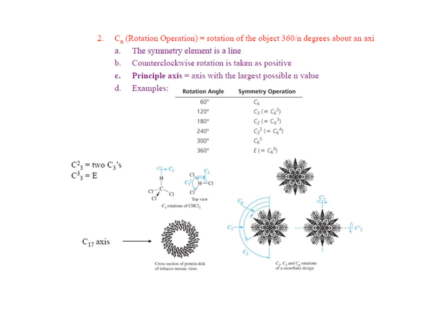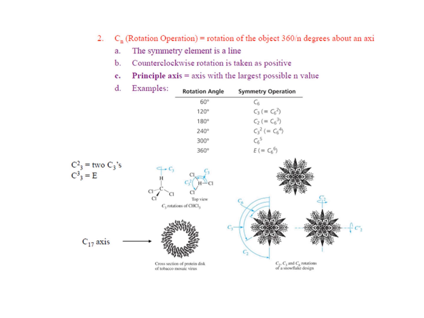The symmetry element is a line, counterclockwise. It means that the rotation will be opposite to the direction in which a clock runs. Counterclockwise rotation is taken as positive. The principal axis is the axis with the largest possible n value.